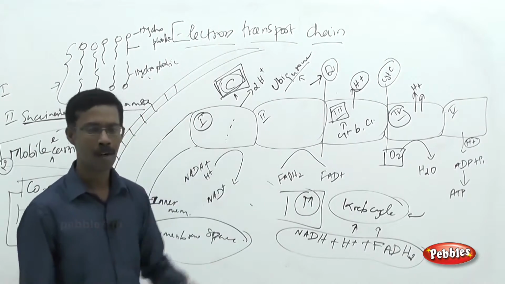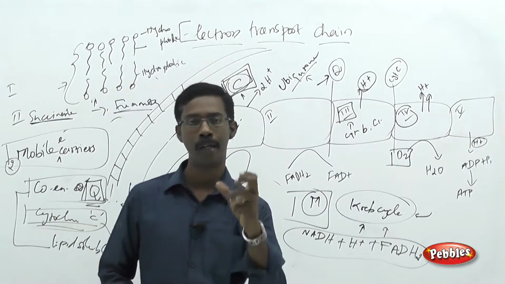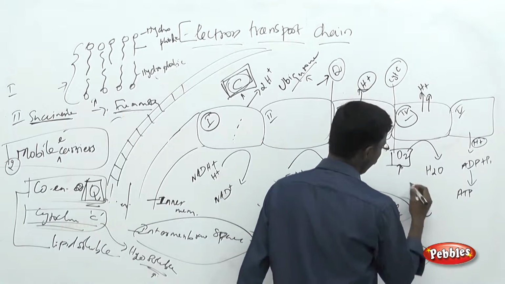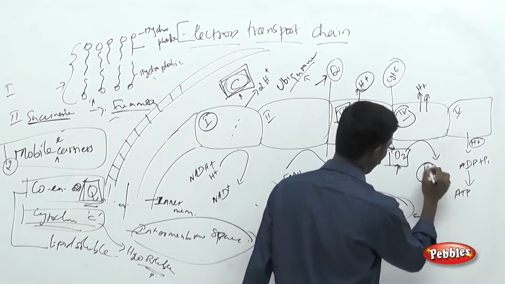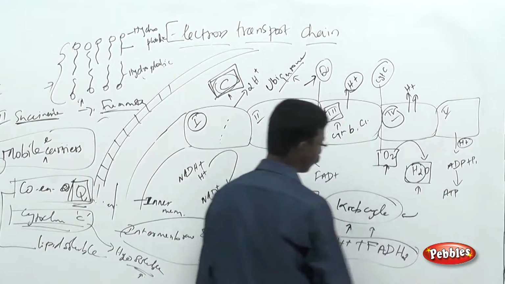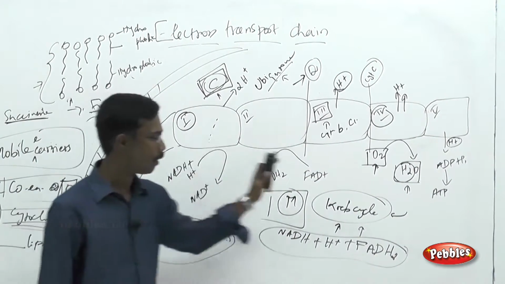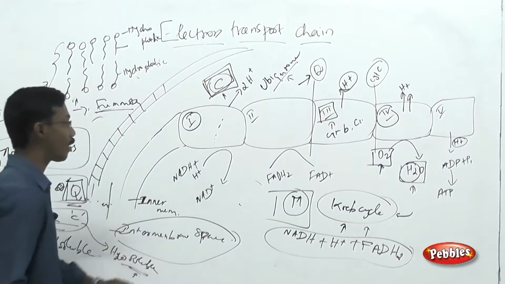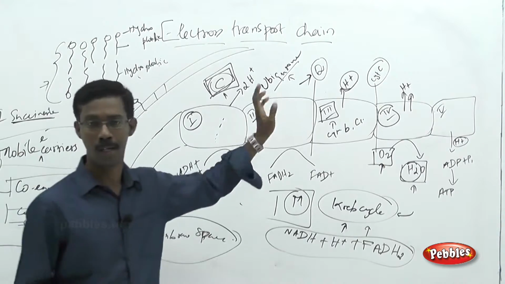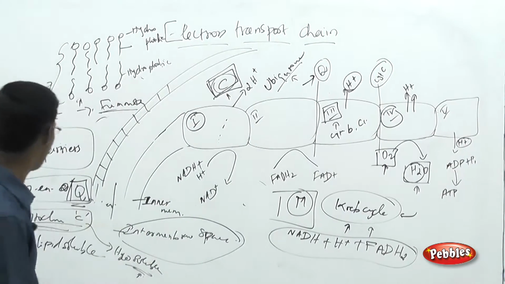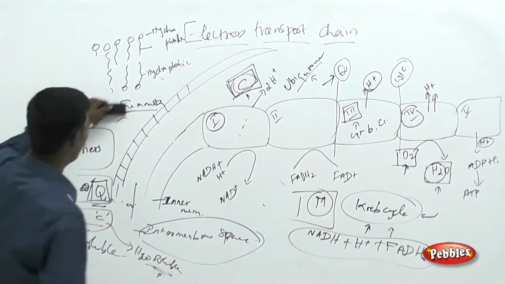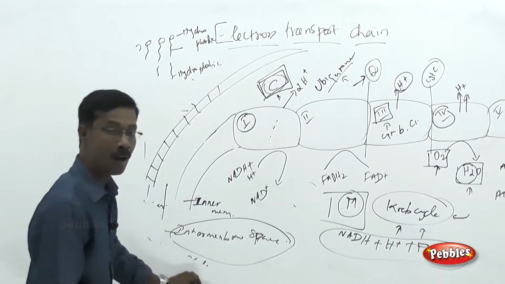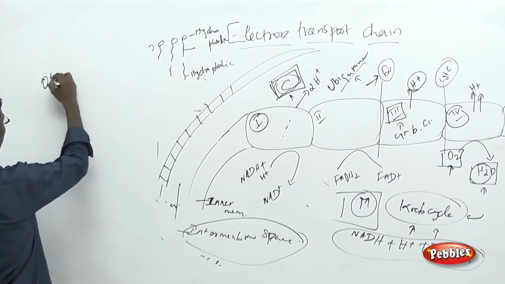In complex 4 the electrons will be finally accepted by oxygen, and taking up some hydrogen atoms, they are going to synthesize the water molecule. Up to this point the water molecule is synthesized. The point you have to remember here is the transfer of protons to the intermembrane space. That is what we are going to discuss now, and the process of synthesis of ATP is called oxidative phosphorylation.